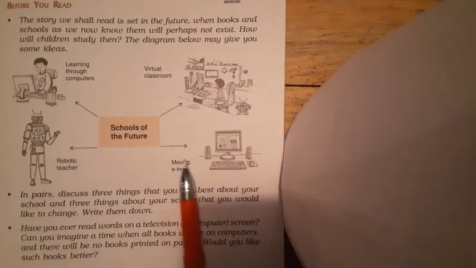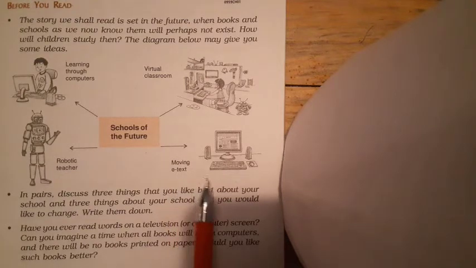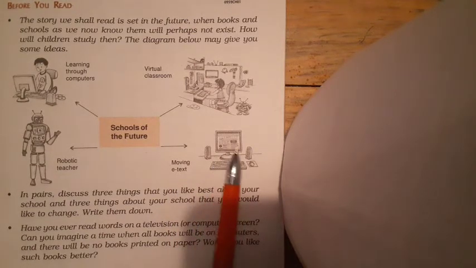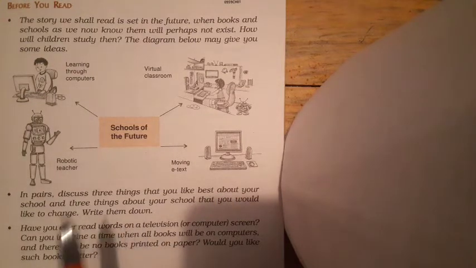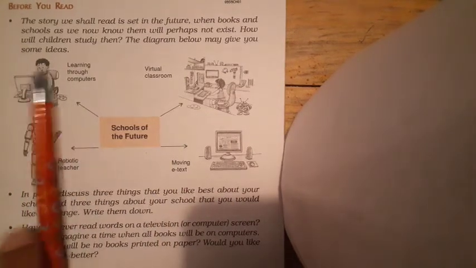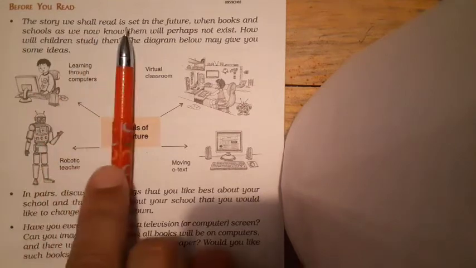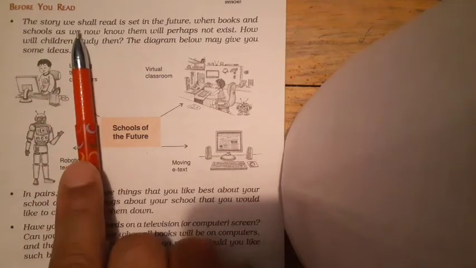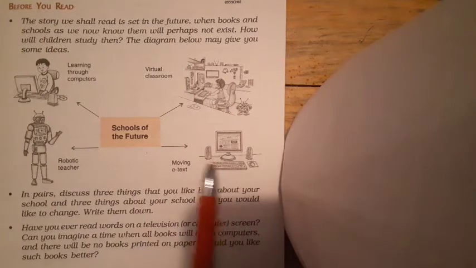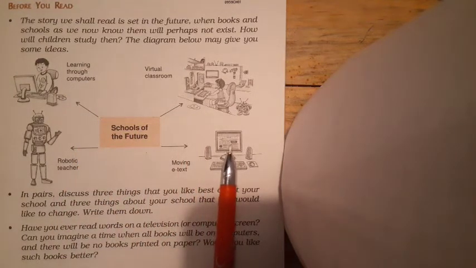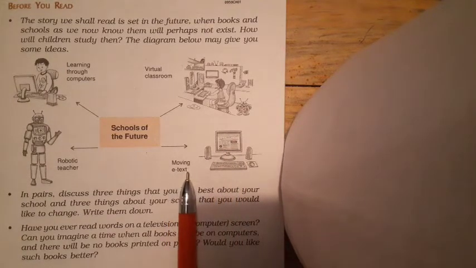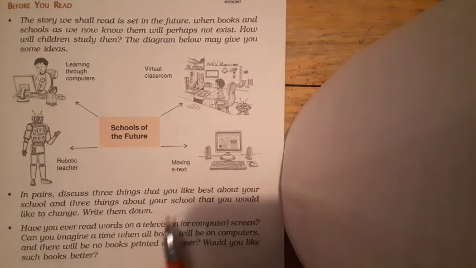And here the last diagram, moving e-text. So what happens in the e-book or the e-text? The text keeps changing on the screen. Let's take an example. Here we are using the real textbook, a printed one. Whatever the words written here, they never move. It is fixed. However, words written on the computer screen keep moving, keep changing. So that's what happens in e-text, moving e-text.